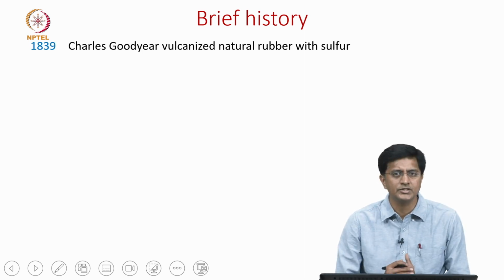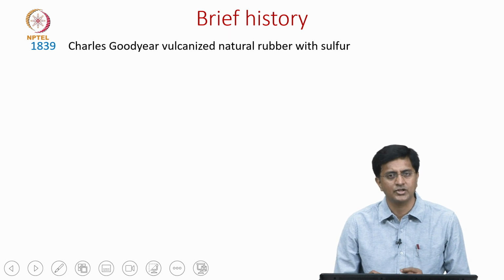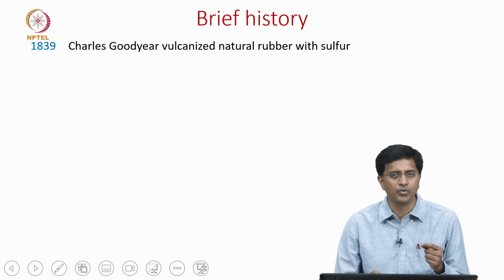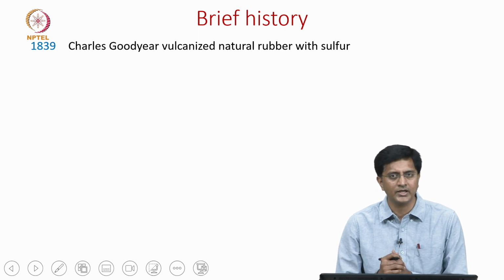Now, let us see how the synthetic polymers evolved. So, in 1839 Charles Goodyear vulcanized natural rubber. Natural rubber, as you know, is very soft, but when you add sulfur to it, it hardens and improves the properties. This led to several applications of vulcanized rubber because of these advantageous properties.